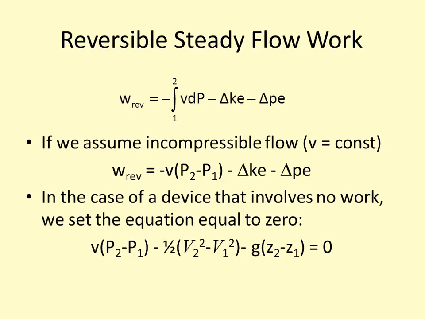We can make some assumptions to simplify this equation even further. If we assume that it's incompressible flow, what does that mean? What is incompressible flow? The specific volume doesn't change, or the density doesn't change. If we assume that, then the specific volume can come outside the integral, and we simply have the reversible work is equal to negative V times (P2 minus P1). And again, you have the kinetic energy and the potential energy as well.